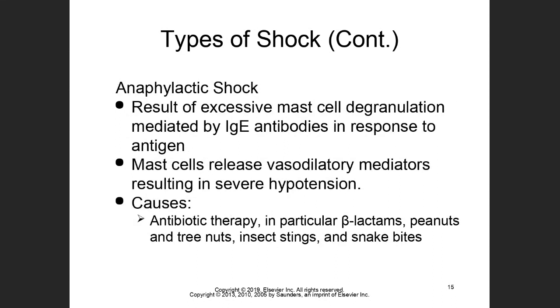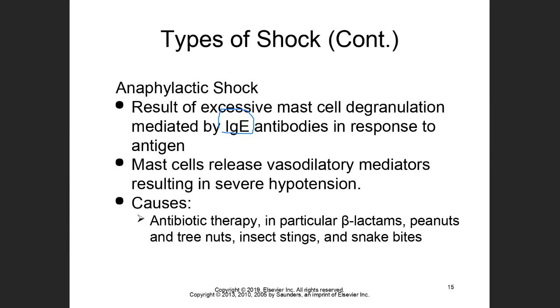Anaphylactic shock is due to an allergic reaction. It's a massive allergic reaction that is mediated by immunoglobulin E. Most of the time, people who at one point develop an anaphylactic reaction always carry an EpiPen, because that's the medication, epinephrine.